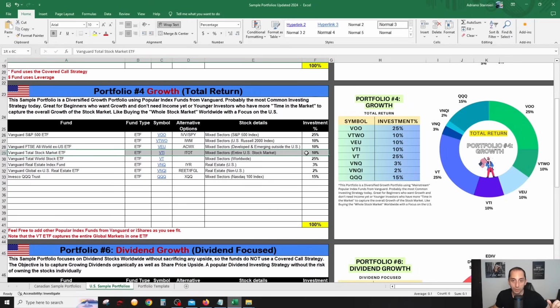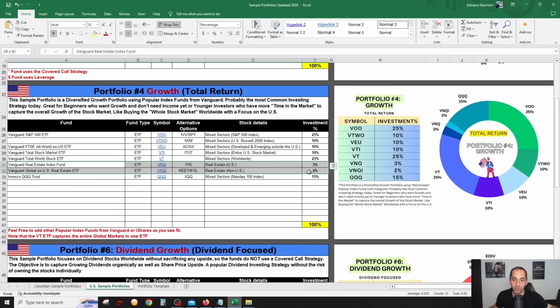You have VTI and VT. So VTI, VT, VOO, these are very, very popular Vanguard passive index ETFs. VOO, the S&P 500. VTI, kind of like the whole US stock market, not just the big cap guys. And then you have VT, which is pretty much just give me the whole world in one ETF. And that's why VT is the biggest chunk at 25%.